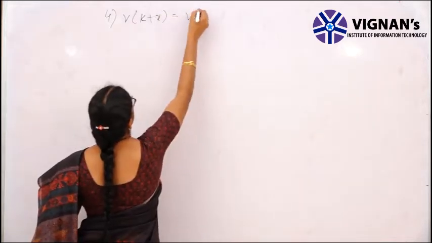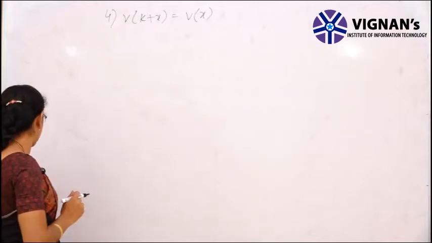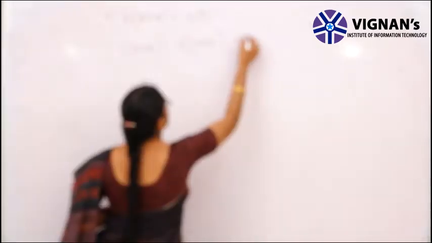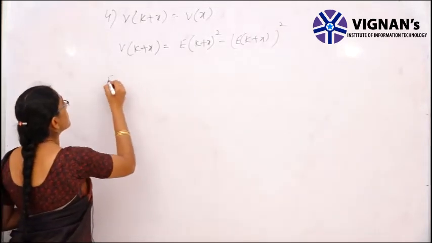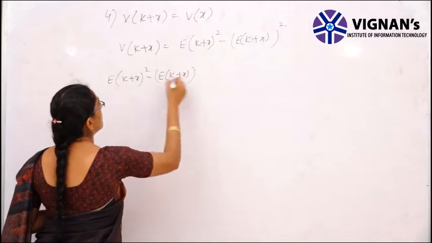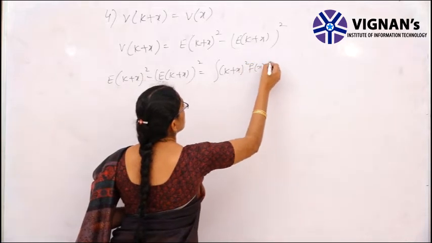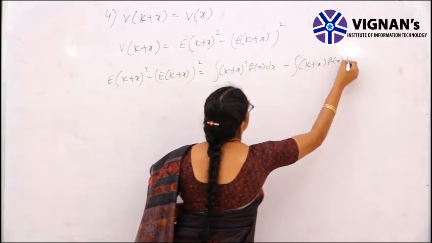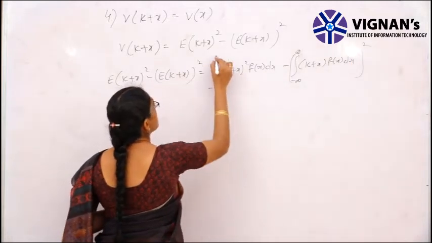Variance of k plus x is equal to only variance of x, whereas expectation of k plus x is expectation of x plus k. So variance of k plus x using the definition: expectation of k plus x whole square minus expectation of k plus x whole square is written as integral k plus x whole square into f of x dx minus integral k plus x into f of x dx whole square. Here always we have to take the limits from minus to plus infinity.